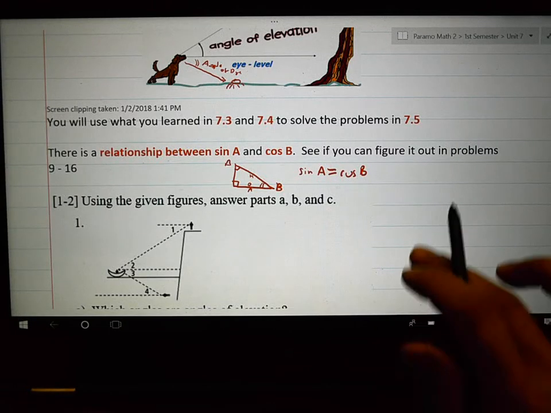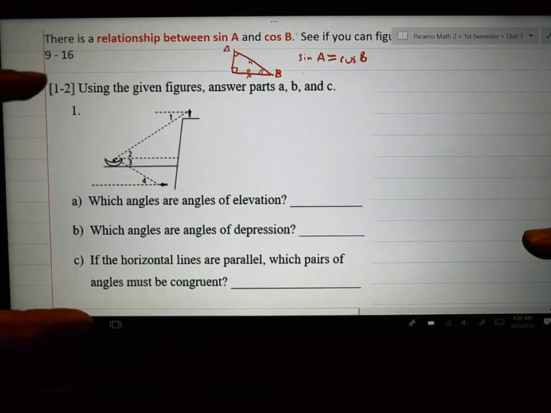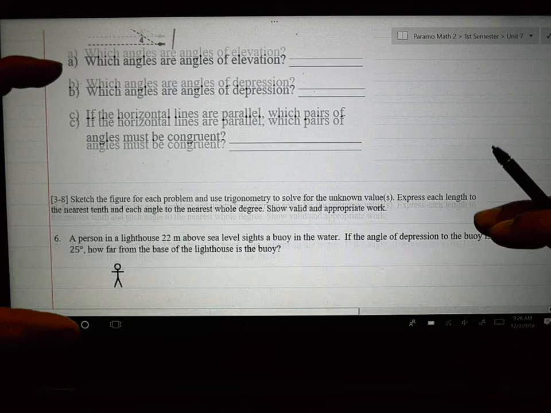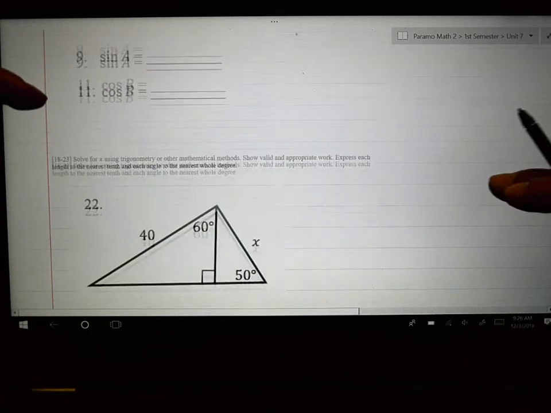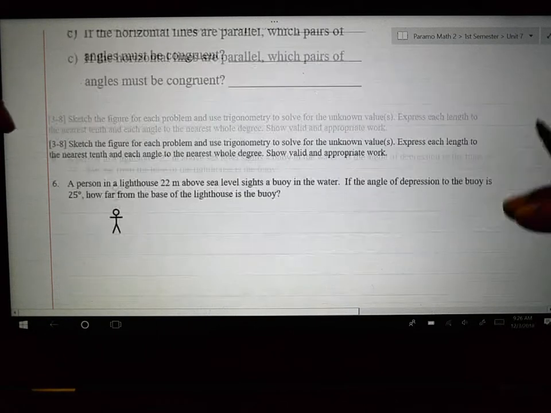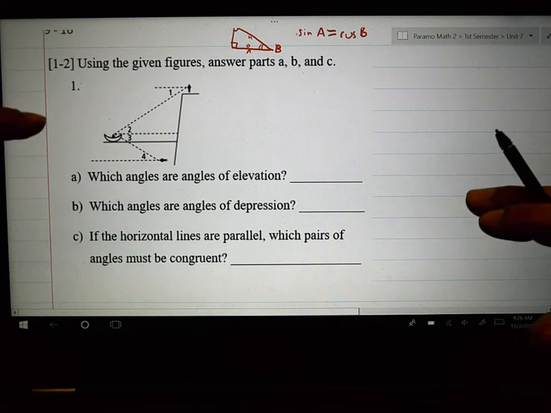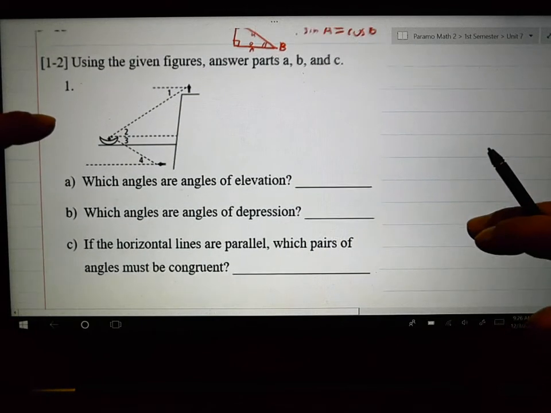So with that being said, I have several examples picked out for you. Number 1, number 6, number 9 and 11, and 22. So let's go ahead and do some problems together. If you want to do these in the worksheet, you are welcome to do so.